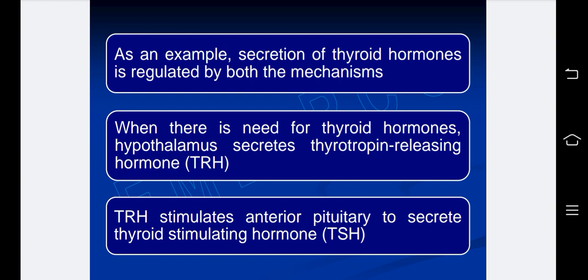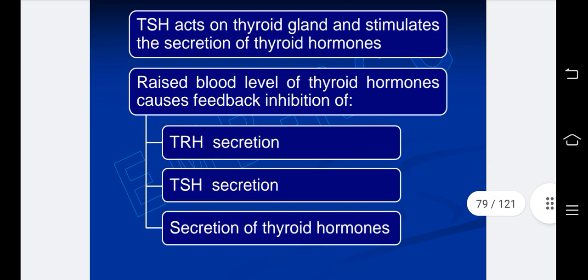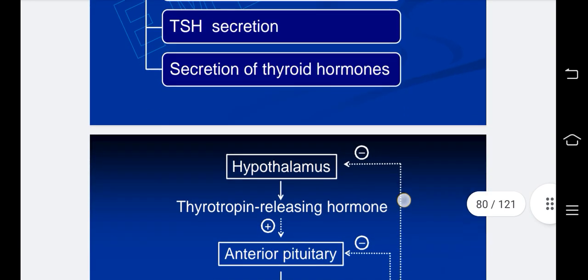When there is need for thyroid hormones, hypothalamus secretes thyrotropin releasing hormone, TRH. TRH stimulates anterior pituitary to secrete thyroid stimulating hormone TSH. TSH acts on thyroid gland and stimulates the secretion of thyroid hormones. Raised blood level of thyroid hormone causes feedback inhibition of TRH secretion, TSH secretion and secretion of thyroid hormones.